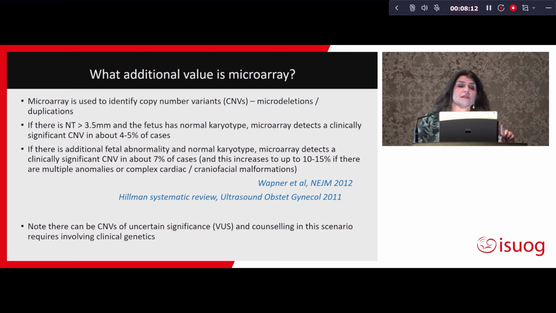But you must also note that when you're checking for copy number variants, you can get variants of uncertain significance, and it's very important to involve clinical genetics in these circumstances. The first thing you would do is check to see if both parents have the copy number variant, because sometimes it's a non-pathological copy number variant. So if the parent has it and is unaffected, it's unlikely that it's a significant finding.